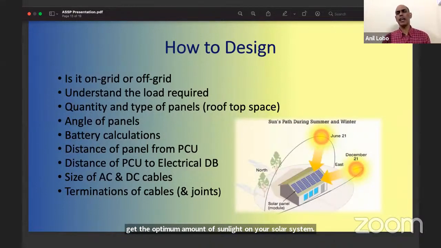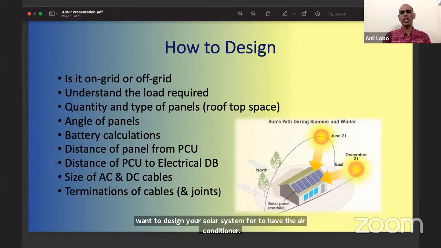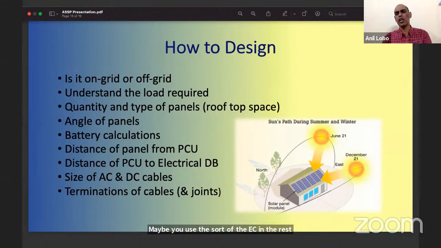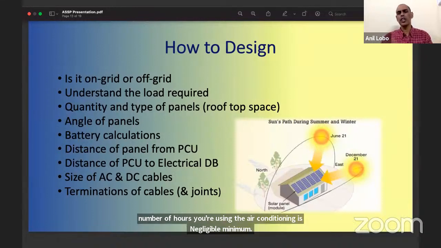The next is you're going to look into your battery calculation. You want to ask yourself, how much battery backup do I need and how big is my battery load going to be. Now let's see, if you're going to use your air conditioners only for 3 months in a year, which is probably April, May and June, do you want to design your solar system to run the air conditioner? Maybe you'll use the AC in the rest of the year for only 1 or 2 hours. So you want a smaller battery because the number of hours you're using the air conditioning is negligible. So you can run that on the grid.